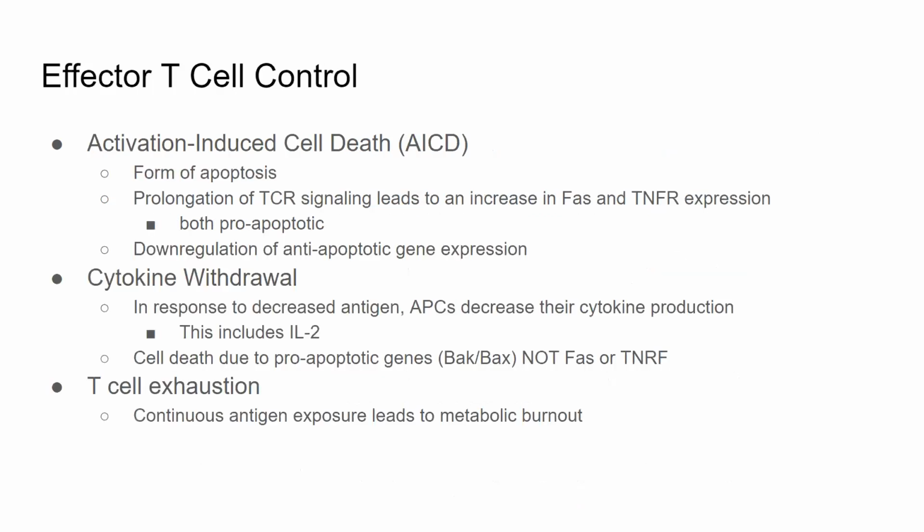Cool. All right, and this is my last slide. Both of these, activation-induced cell death and cytokine withdrawal, are forms of apoptosis, but they have different mediators causing the cell to undergo apoptosis. For activation-induced cell death, it's FAS and TNFR. And for cytokine withdrawal, it's BAX and BAK, and it's because of the lack of release of IL-2, which we know is important for the survival of T cells. And then T cell exhaustion just means that they're tired. So, all right, you got it. Cool.